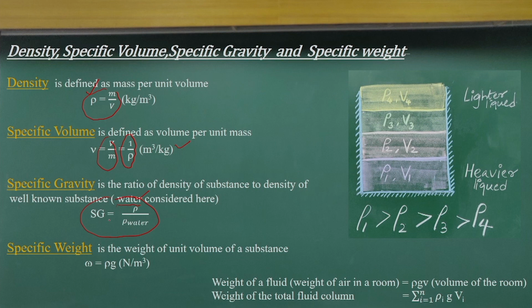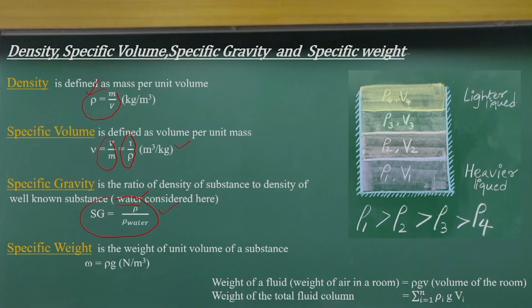So, this specific gravity tells us whether it is heavier or lighter with respect to water. Like, the specific gravity of mercury is 13.6. What does that mean? It is 13.6 times heavier than water. That is what it indicates for us.